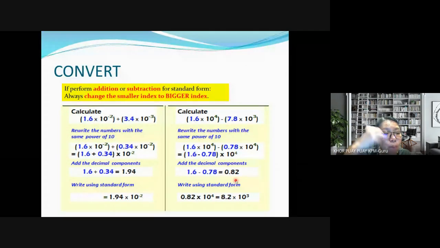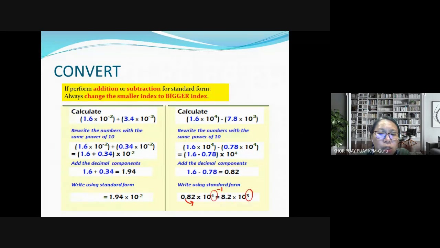But when you go backwards, what happened? Your index needs to minus 1. When you jump one step, this index will need to minus 1. So that's why your index now becomes 10 power of 3. Because of the index, if the decimal point jumps backwards, kurang 1. If you jump forward, tambah 1.